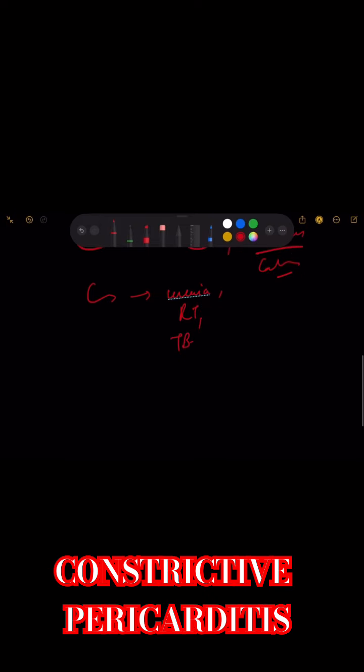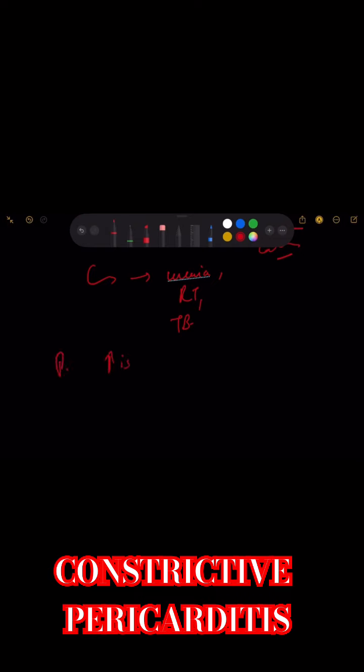So this thick shell outside the heart doesn't allow the heart to expand a lot. So what happens normally? During inspiration, more blood goes into the right atrium, so the JVP falls. But here the heart cannot accommodate the extra blood. Now there is a paradoxical rise in JVP during inspiration, and this is the hallmark. This paradoxical rise in JVP is the hallmark of constrictive pericarditis. This is not seen anywhere else.